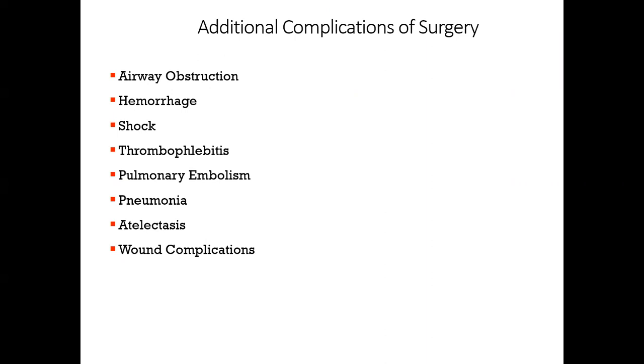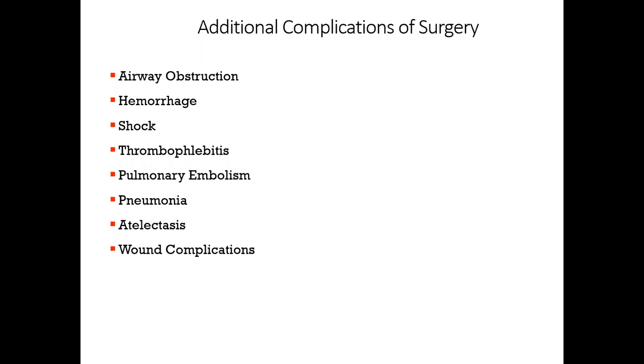So we have some additional complications that we can get from surgery. The number one would be airway obstruction. Remember, we talked about the fact that smokers are at an increased risk for laryngospasms, and when we have a laryngospasm, we're not able to breathe. We can also get airway obstructions because our tongue can fall back into our pharynx, or from bronchospasms or aspiration of gastric contents. So it's really important that we do not get an airway obstruction, and if we do, we've got to take care of it.